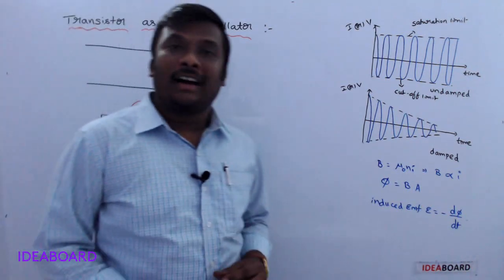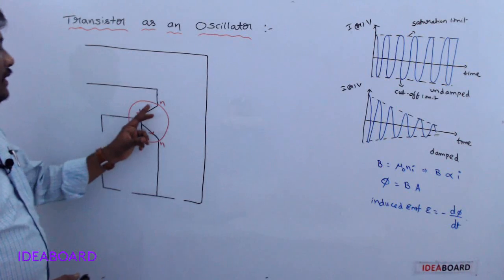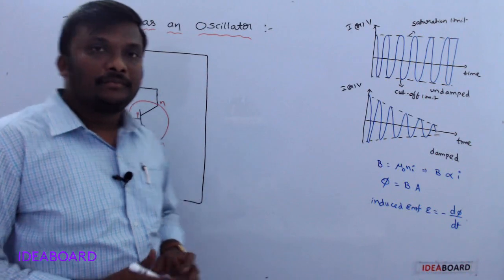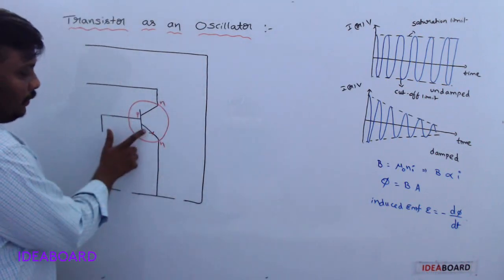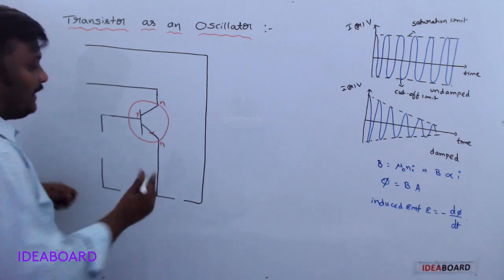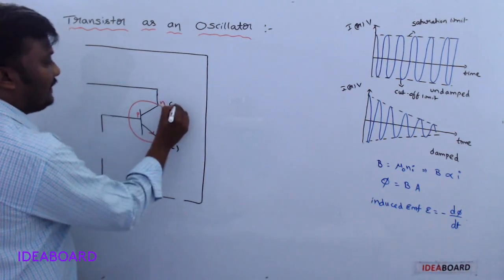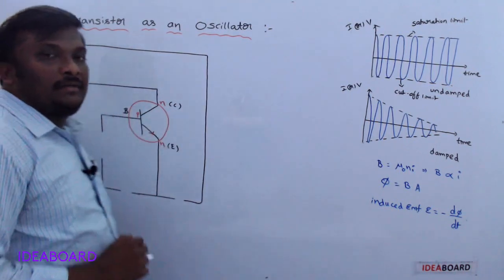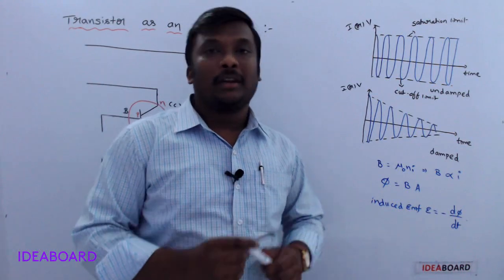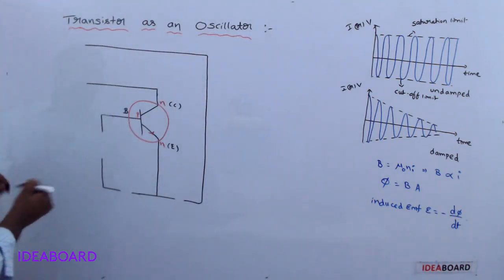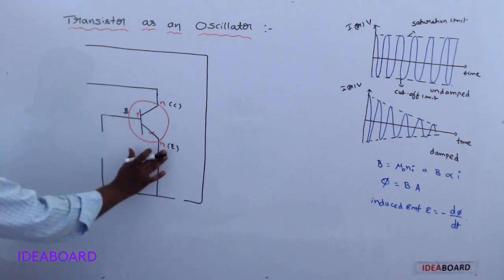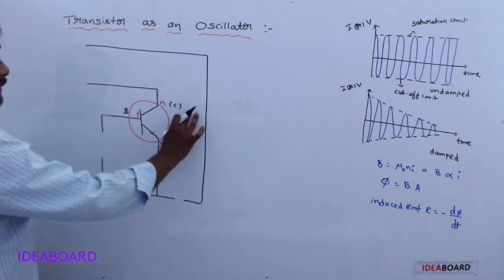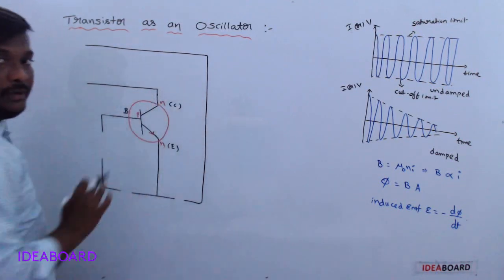So for the explanation of the oscillator, consider one NPN transistor in common emitter configuration. In NPN, we know the arrowhead always indicates the emitter. So this is the emitter, this is the collector and this is the base. In the previous videos also we discussed the common emitter configuration. In common emitter configuration, between the base and emitter we take the input, and between the collector and emitter we take the output.